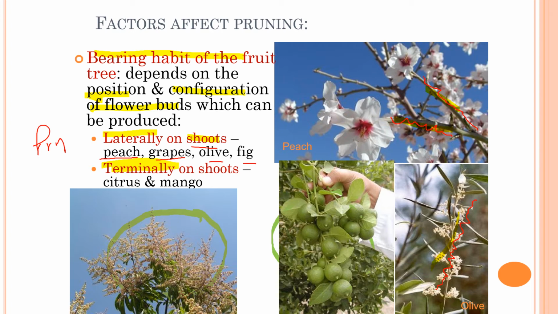So the difference between these two: the first one is called lateral. That means these are the branch, and so all the fruits are going to be produced here. But the second part is terminal, so all the fruits will be produced at the end. That's why it's called terminal. So this is lateral, and this is terminal. That's the difference between them. But these two are both shoots. All of them are called shoots, meaning branches.